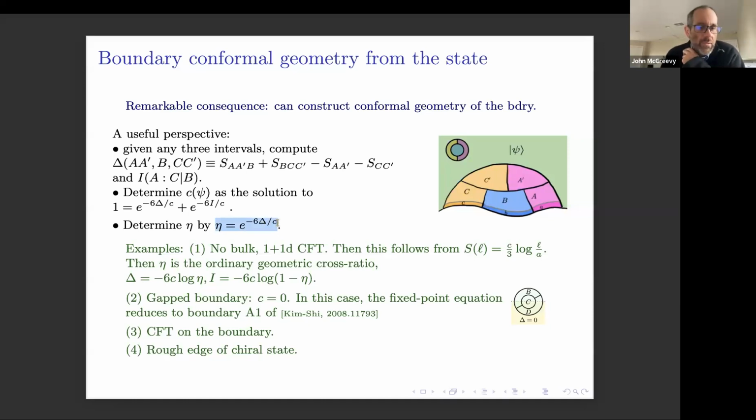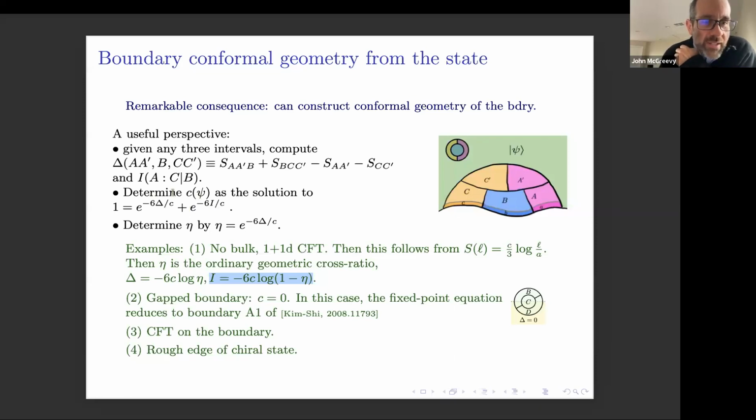So where do these come from? The simplest way to think about it is in the case where the state has no bulk and is just a 1 + 1 dimensional CFT. Then, using the known form of the entanglement entropy of an interval, delta, this combination of entropies, is just minus 6c log eta, which is the same as this equation. And the conditional mutual information, you can show just by plugging in this formula for the log, is minus 6c log 1 minus eta. So if you take this combination of delta and I, this is just eta plus 1 minus eta, which is 1.